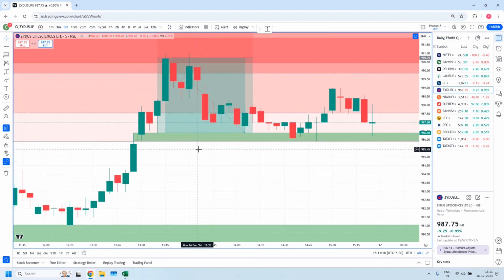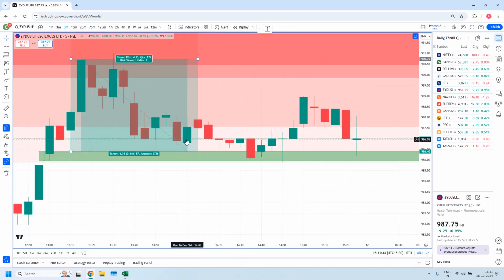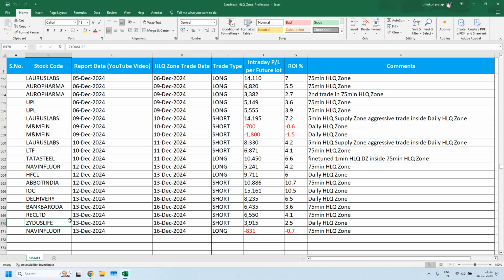That too, in the last 2 hours of your trading session. By this time, you might have already closed your earlier trades. Morning 9:30, whatever trades you might have taken, you already closed at 11 o'clock or 11:30. Now the same capital you can use for taking this trade at Zydus Life at 13:15, and it reached the target at 14:05. And how much profit has Zydus Life given? 3,915 rupees profit, close to 4,000 rupees.